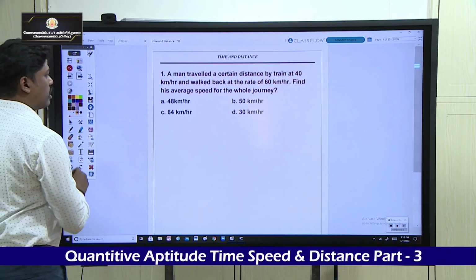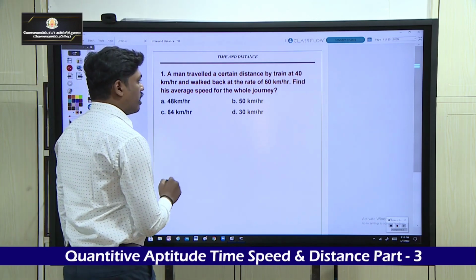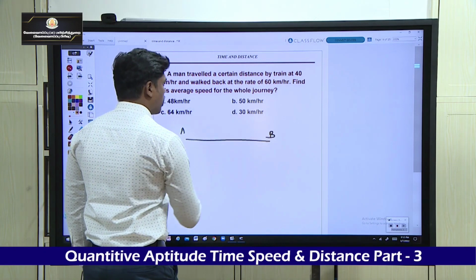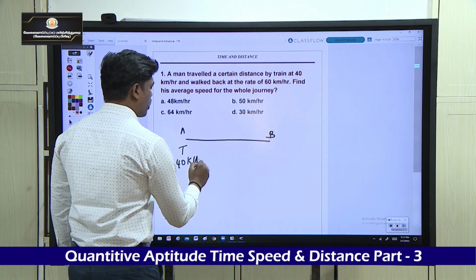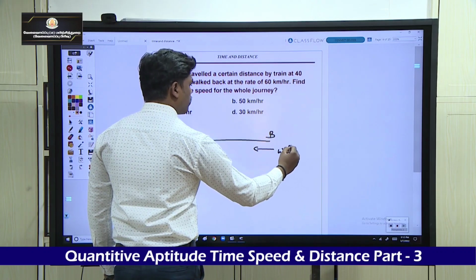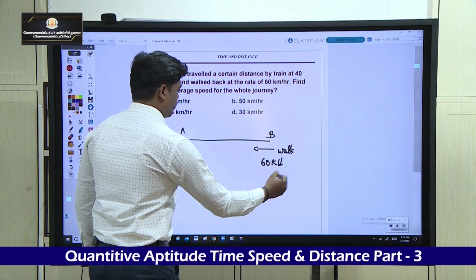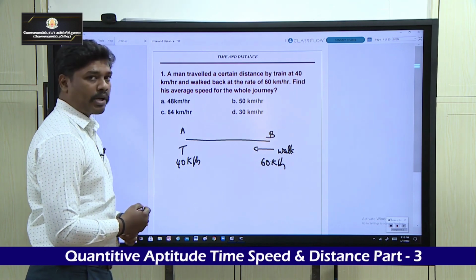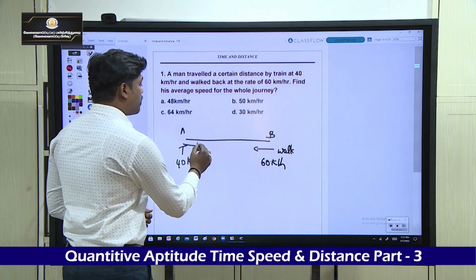So next, look at here. A man travels a certain distance by train and walks back. So a certain distance from A to B. First he is going by train at 40 km/h, and while coming back he is walking at a speed of 60 km/h. Such an energetic person, walking at a speed of 60 km/h. What is the average speed of the whole journey?